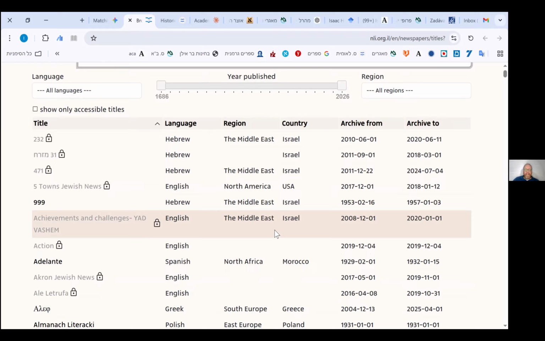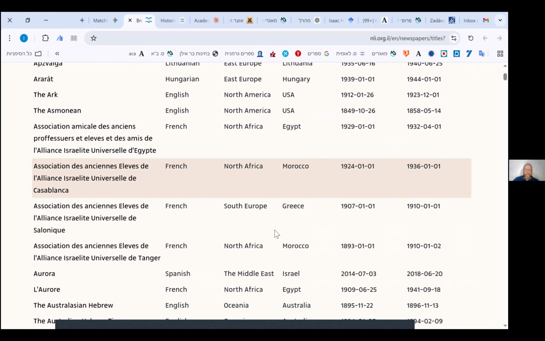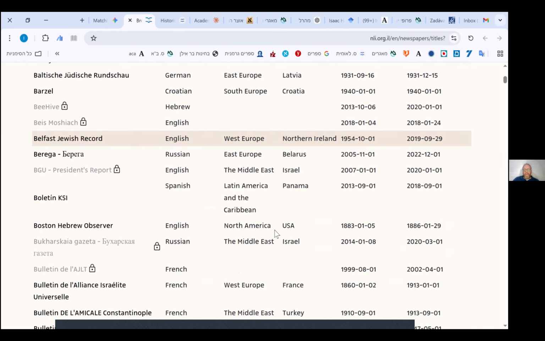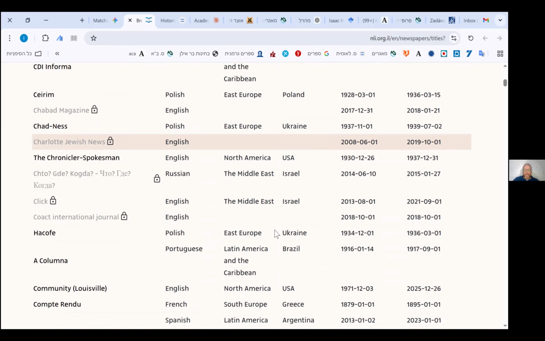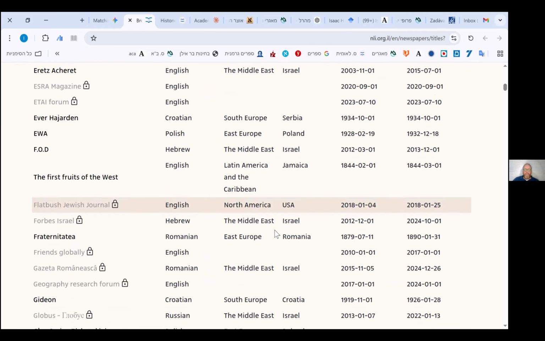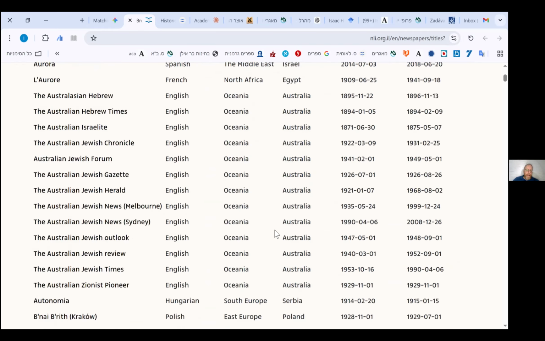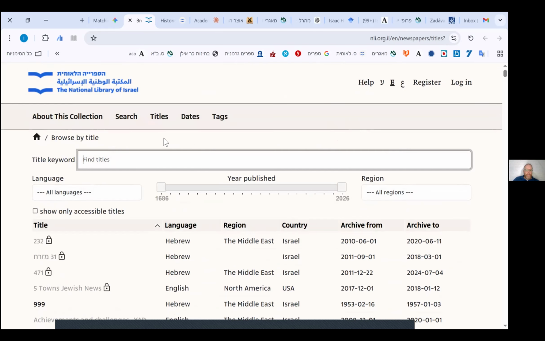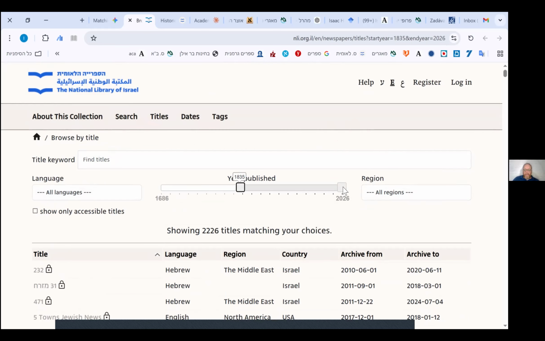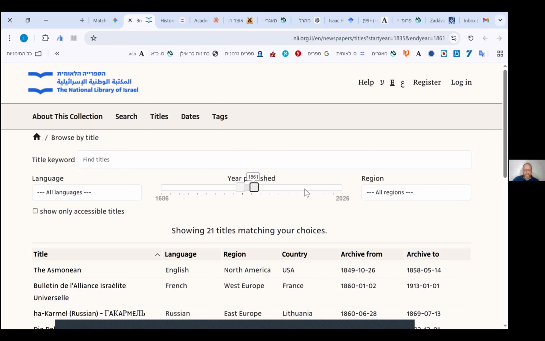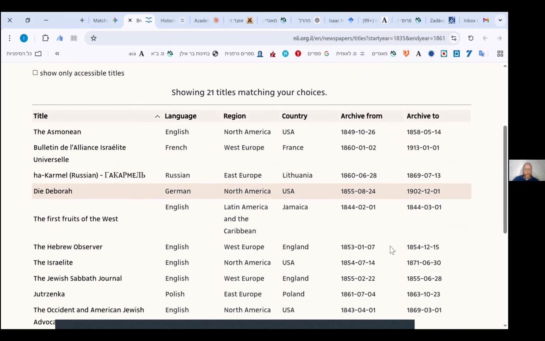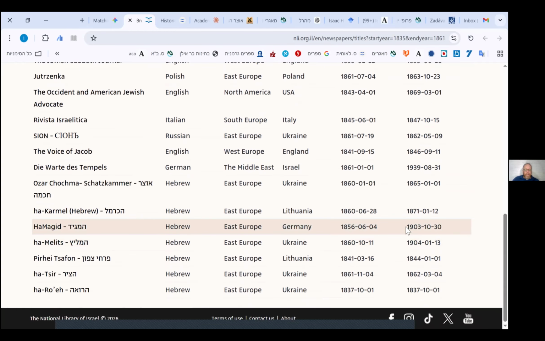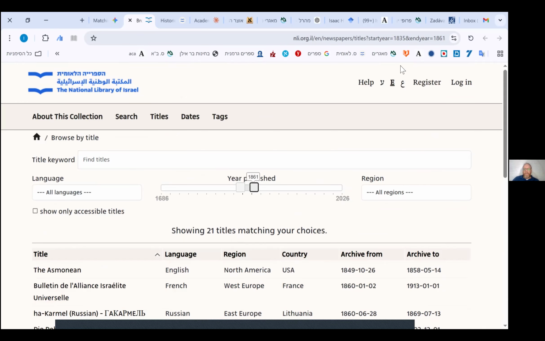Now you have endless papers from all over the regions of Jewish life throughout modern history, from Africa, from Asia, from Europe, from North America, from Israel, whatever. Of course, not all of these newspapers cover all of the years, but you can narrow it down. You can take papers from 1835 to 1860, for example, and there you have a much narrower amount of papers. This is, of course, only the beginning of the Hebrew press, as you can see, but still you have some papers. And what I want you to do is the following.